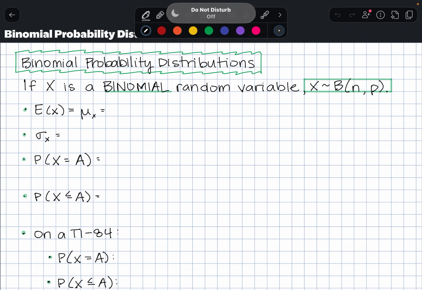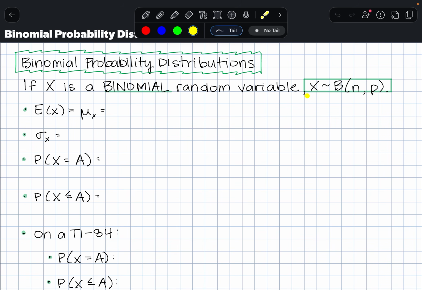In this video, we're going to talk about how to calculate probability and how to calculate the expected value and standard deviation using shortcut formulas. We'll go ahead and start with the expected value and standard deviation. So if x is a binomial random variable, so if we know that we're in a binomial setting, we can express x as a binomial distribution.